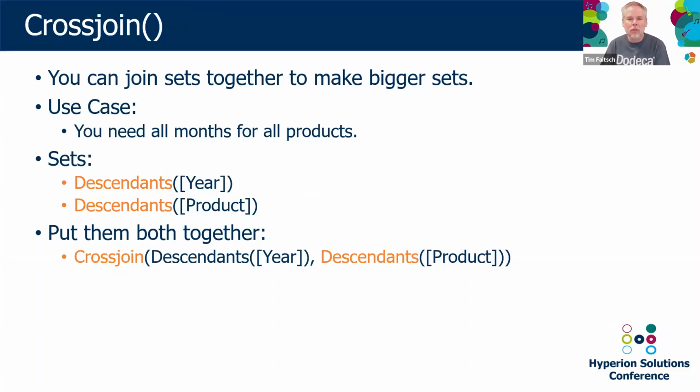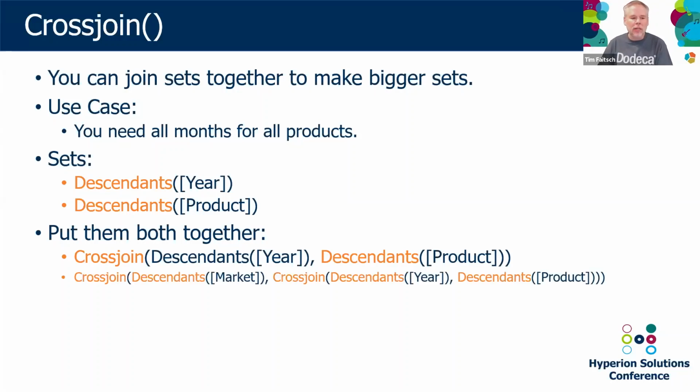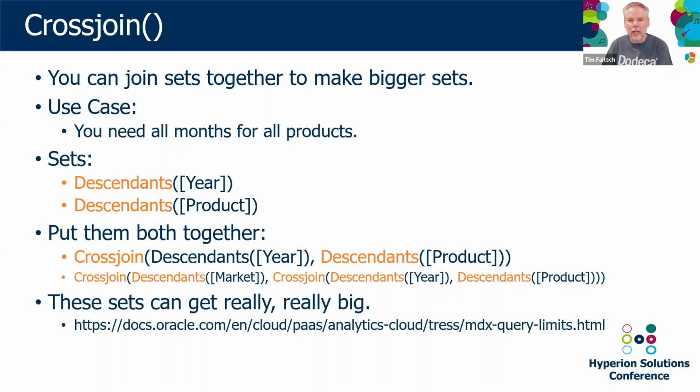Now, this is where I think a lot of people get tripped up in writing MDX, in that some of the statements start getting a little wordy. And so it helps to format and put in spacing and things like that to make it a little bit more readable. Because these start to get big, right? So I can nest CrossJoins. I can take that original year and product set and I can cross join that with all the descendants of market, right? And so these get really, really big.